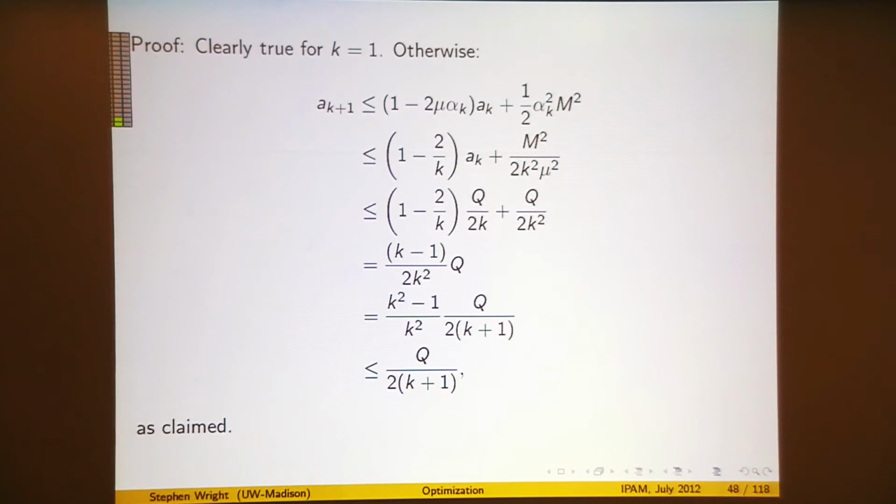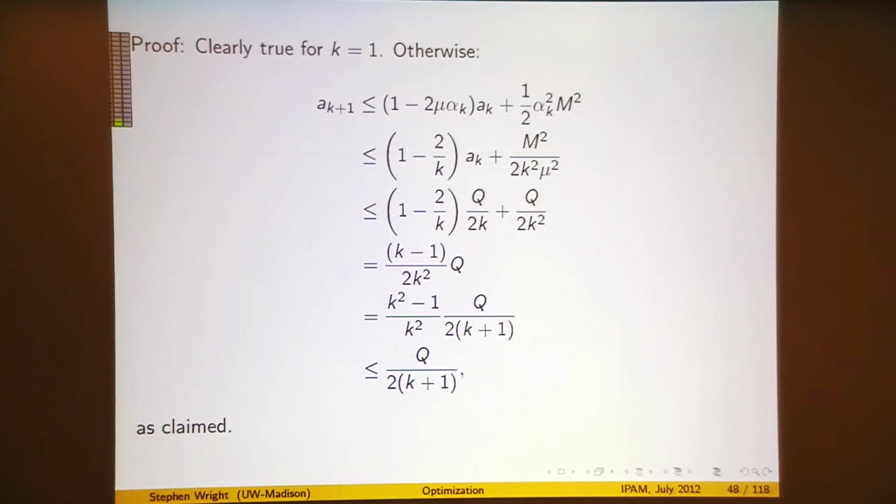The last term I get alpha k squared as 1 over k squared mu squared. So I've got rid of the alpha k at this point. Now I use the inductive hypothesis, which is that ak is less than q over 2k, right? So I've replaced ak by q over 2k here and here, okay? So I get to this line.